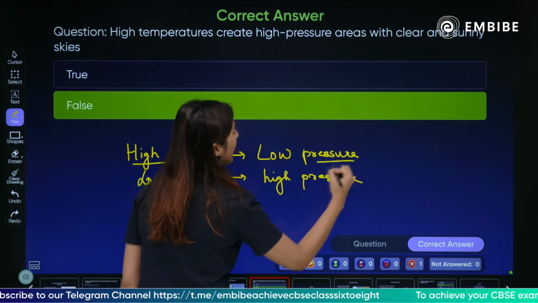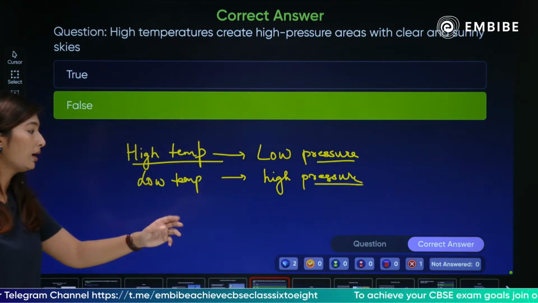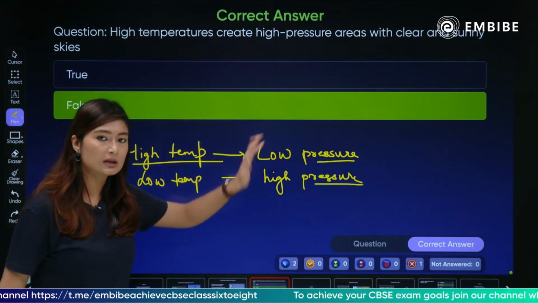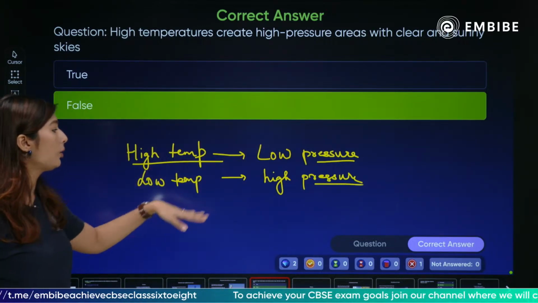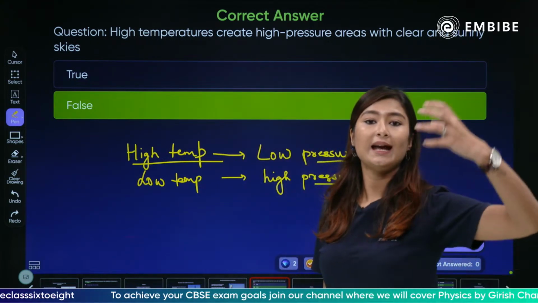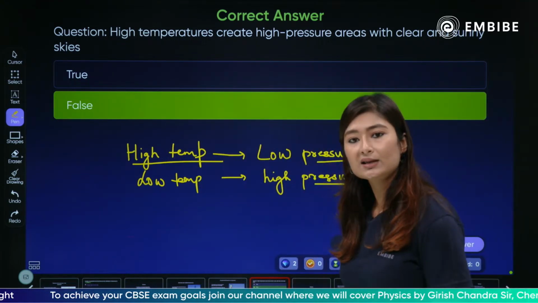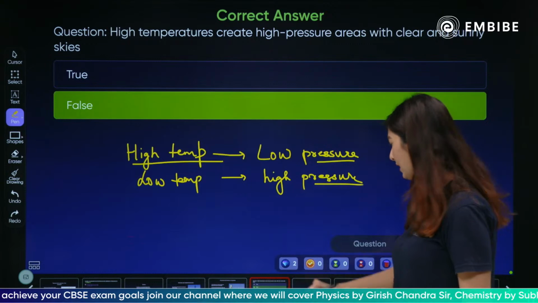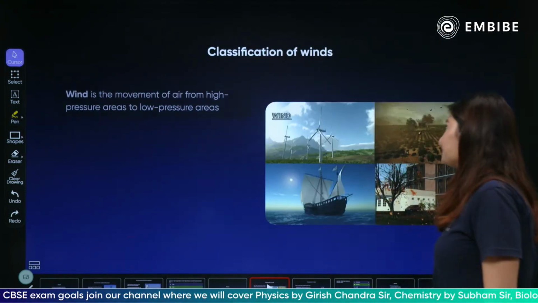The temperature and pressure is opposite. When temperature is high, pressure is low. When temperature is low, pressure is high because cold air is heavy and hot air is light. ठीक है? Yes, Ritika, it will be false. It is false, right? Okay, great.